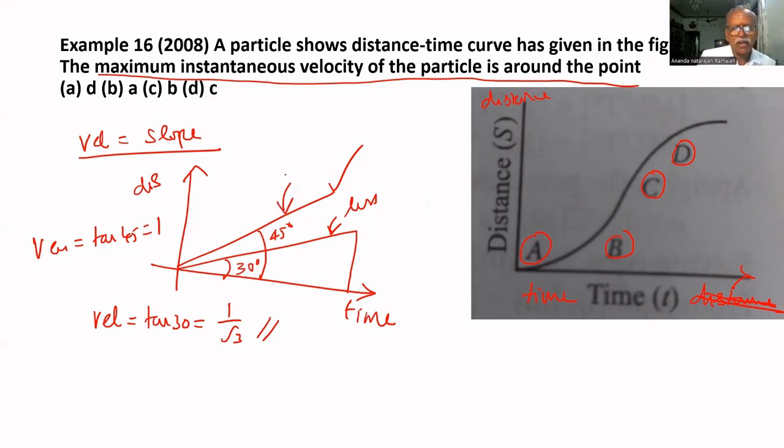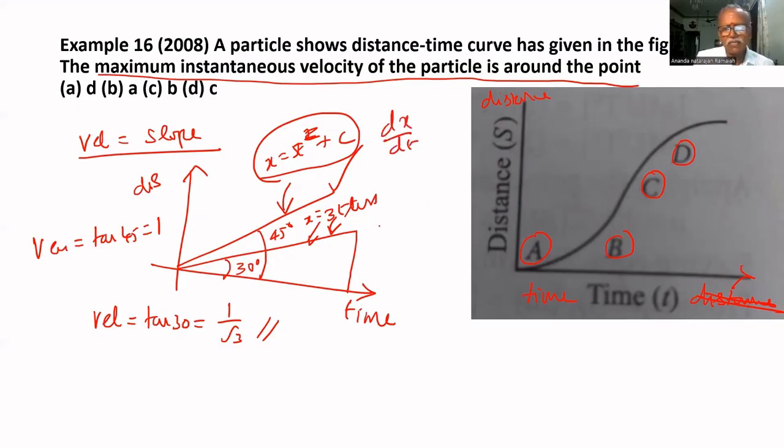That is another example. I told you that instead of giving the angle, they can give the equation for this line, in terms of x equal to t square, 5t plus c. Here it is given x equal to 3t. If they give the equation, then we have to differentiate and find the velocity. Already we have seen that is dx by dt. Here also we have to find dx by dt if the equation is given.